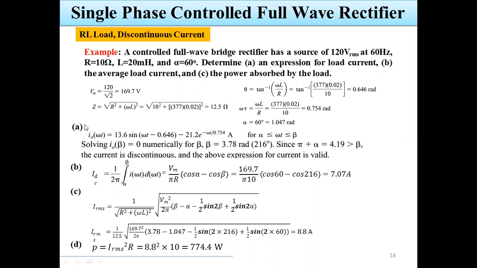The output current i0 of omega t is equal to 13.6 sin of omega t minus theta, minus 21.2 e to the power minus omega t by 0.754 amperes, for alpha less than or equal to omega t less than or equal to beta. By solving i0 of beta equal to 0, we get the beta value in radians.